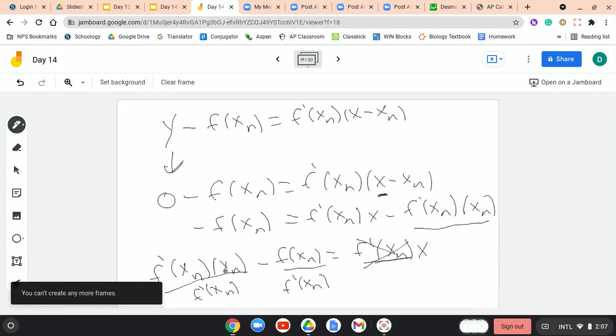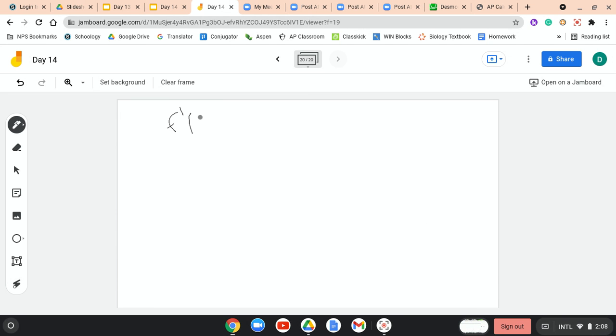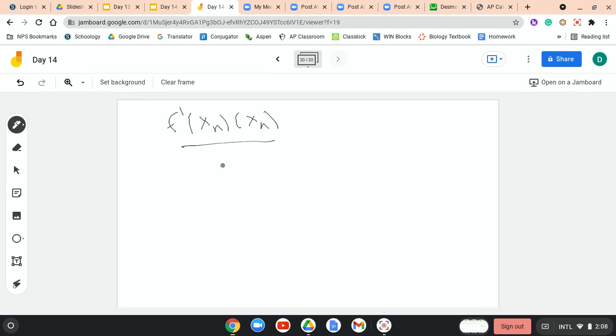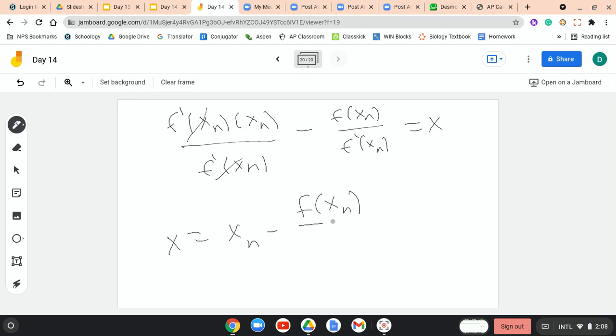All right. So you'll notice here we have f prime of x sub n times x sub n over f prime of x sub n minus f of x sub n over f prime of x sub n equals x. We have this equation, all right? Notice how in this term there's an f prime of x sub n on the top and an f prime of x sub n on the bottom, so we can cancel them out. So our final equation we get is that x equals x sub n minus f of x sub n divided by f prime of x sub n. That's a lot of x sub n's, I have to say, but hopefully the equation makes sense.